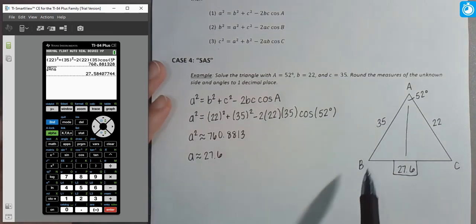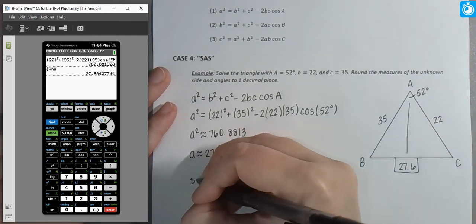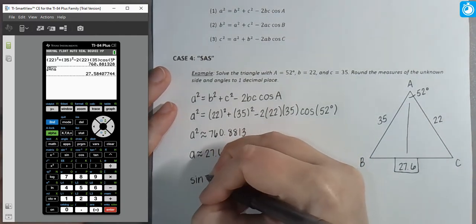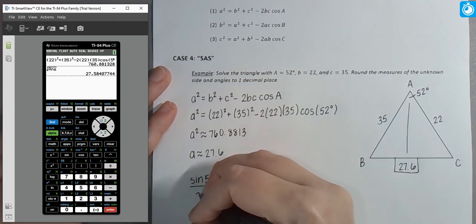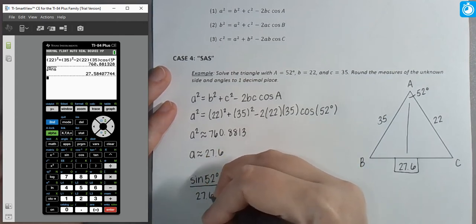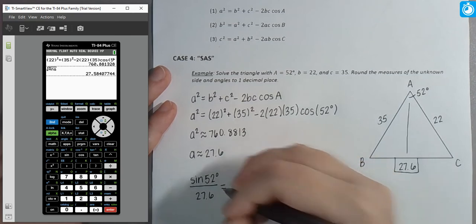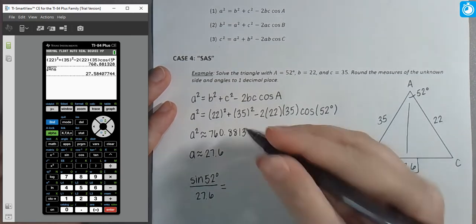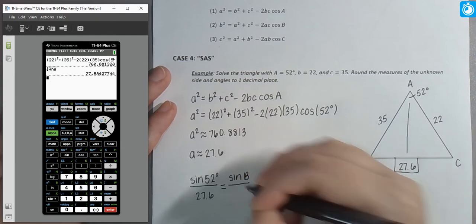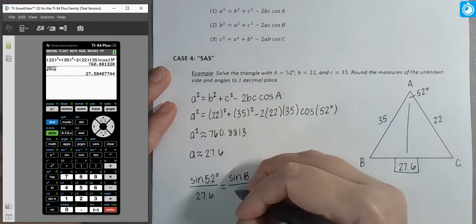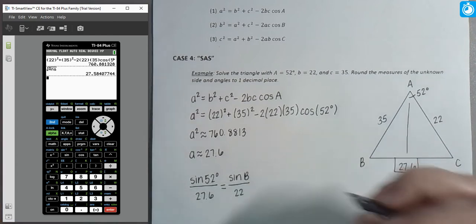So because angle B is going to be the smallest one, we're going to solve for that one. So set up your side angle pair. So the sine of 52 degrees divided by the opposite side length, which is 27.6, is equal to the sine of our unknown angle, which is B. So the sine of B divided by the length of side B, which is 22.